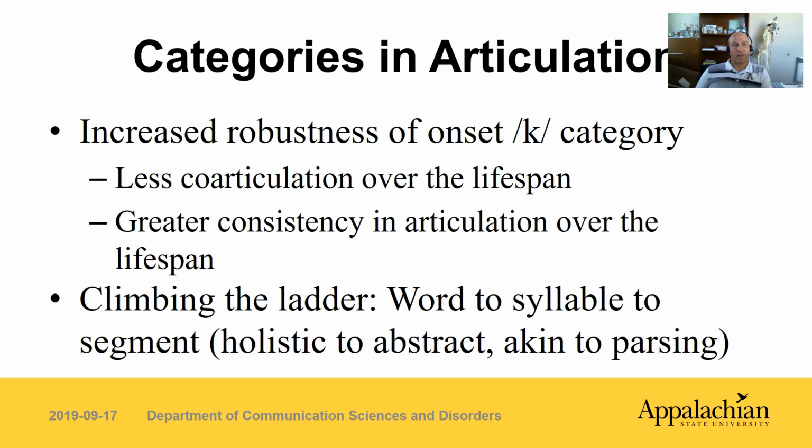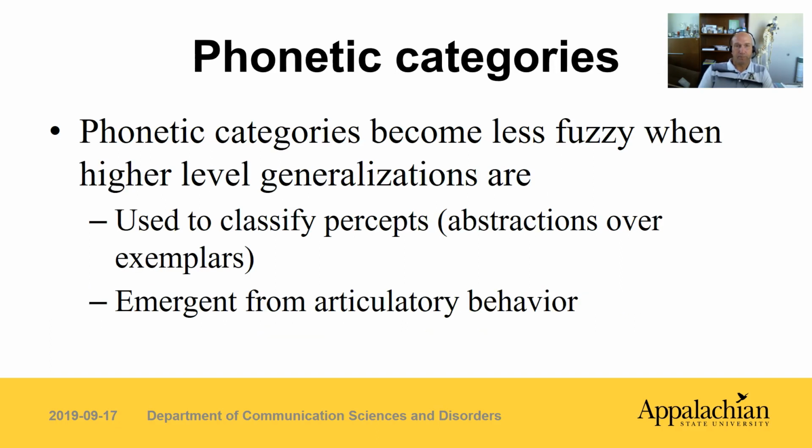So these articulatory categories develop increasing robustness of the onset K as a distinct unit over the lifespan. There's a decreasing amount of co-articulation as you get older, and a greater consistency in your articulation as you get older. So this is an articulatory example of climbing the ladder of abstraction, going from a more holistic articulatory word or syllable onto individual segmental representations. So the data I've shown in this section of the talk is that phonetic categories become less fuzzy when higher generalizations are either used to classify the percepts, making abstractions over these exemplars, or higher level categories become emergent from lifetime practice in articulatory behavior.